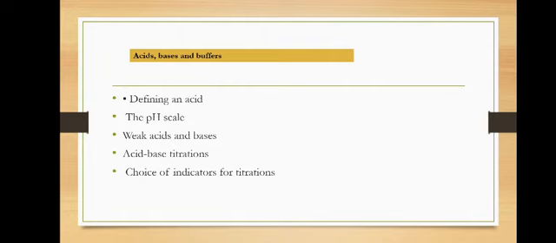So in this video we are going to study the definition of acid. Then the next point is the pH scale, then the difference between weak acid and weak base, and strong acid and strong base. So how can we conclude that a particular acid is strong in nature and another acid is weak in nature? There are some criteria, and depending on those criteria we can say that a particular acid is strong and some acids are weak in nature.